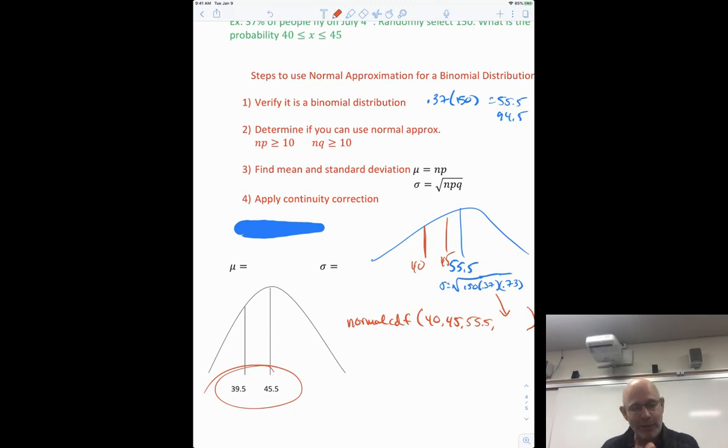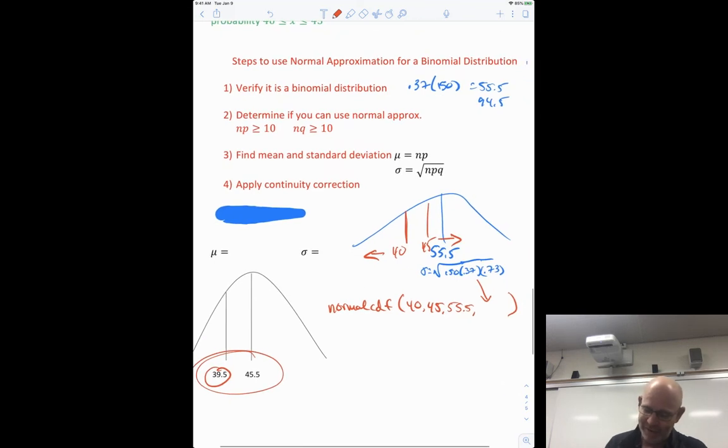Seems a little bit weird. Why don't we just bump over a little bit to include the 40 and the 45? We could, but then some people might go over 0.1, 0.01. So we just want everyone to stay consistent right now. And there is some pretty powerful math behind this that says our approximation is pretty good. So I'm going to go to the left half a unit, which puts me at 39.5. I'm going to go to the right half a unit, which puts me at 45.5. Sometimes we only go in one direction depending on what they're asking. Just use the continuity correction if you have to.